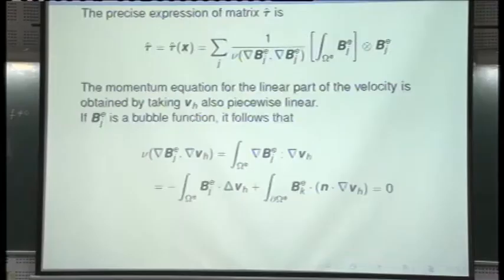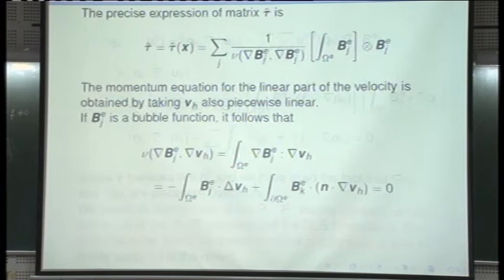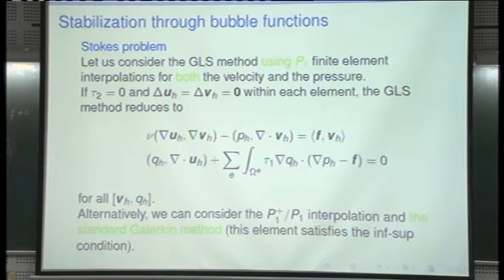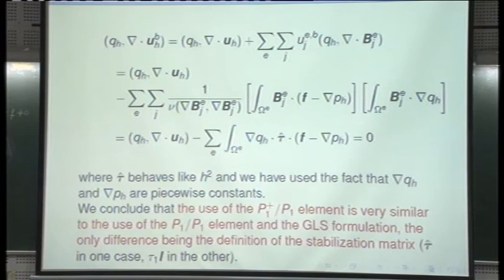So let's look at this expression. What do we have here? We have a plus and a minus sign. We have exactly the same, except for the definition of tau, which is given here. We have exactly the same as for the GLS method. Remember, it's written here, the GLS method: gradient of p minus f, tau, gradient of q. Here tau was a scalar. Here tau is given by the components of the bubble vector function.